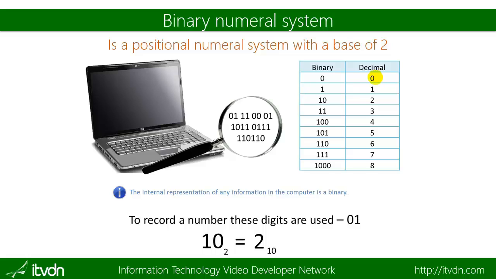0 in the decimal system represents 0 in the binary system. 1 in the decimal system represents 1 in the binary system. 2 in the decimal system is represented by 1 0 or 10 in the binary system. So basically they have 0, 1, 10, 11, 100, 101, 110, 111, and 1000. So comparing these two, you can see that 10 is 2, 11 is 3, 100 is 4 in the decimal, and so on and so forth.